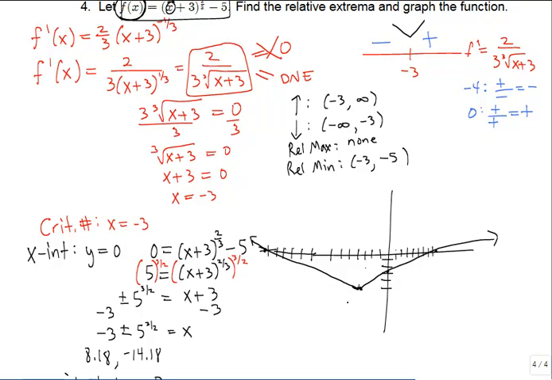So here's what my graph looks like. As we learn more skills and more information in future lectures, we'll be able to get a little bit more detailed of a graph and have a little bit more idea of exactly how to draw this. But for now, we're just going to base our graphs on maxes and mins and where it increases and decreases, and occasionally finding some extra points like those intercepts.